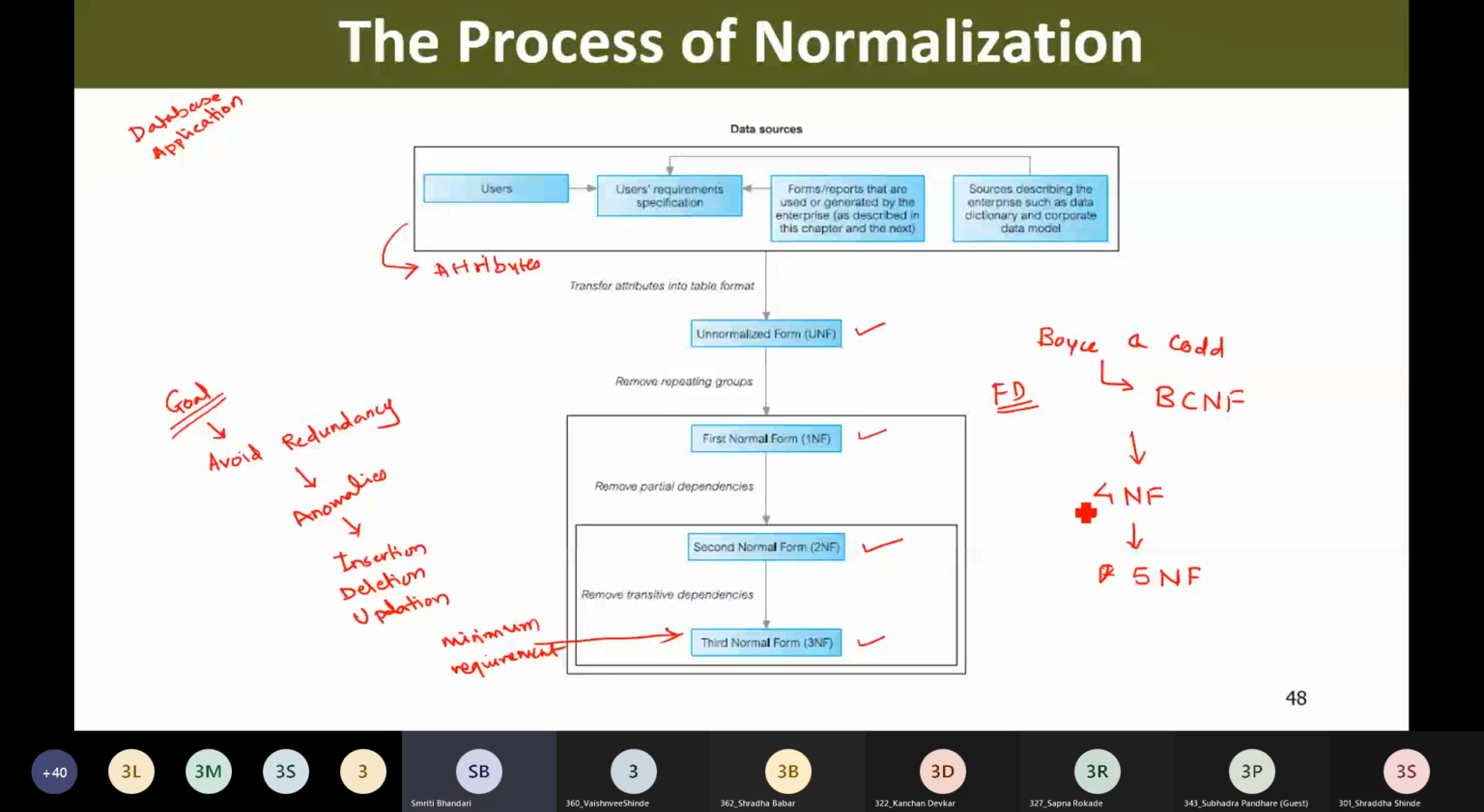right? So please remember, the second normal form, third normal form, BCNF, and the fourth normal form partially depend upon these functional dependencies, right? We are going to have a detailed discussion about all those normal forms. Okay? Let's summarize the things that we have discussed so far.